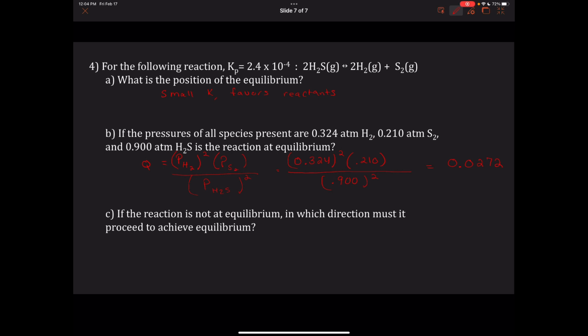So Q is 2.72 times 10 to the negative second. K was 2.4 times 10 to the negative fourth. In this scenario, Q does not equal K, so we are not at equilibrium. Again, we have a scenario where our Q is larger than our K. So again, that means that our reaction proceeds in the reverse direction. We're going to produce more reactants. We're going to lose some of our products before we reach that equilibrium.